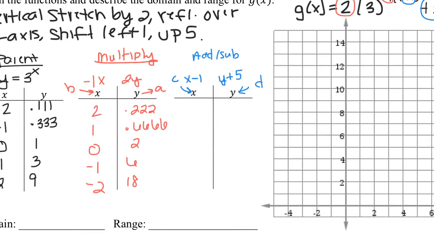So let's perform these on our table. 2 minus 1 makes 1. 1 minus 1 makes 0. 0 minus 1 makes -1. -1 minus 1 makes -2. -2 minus 1 makes -3.